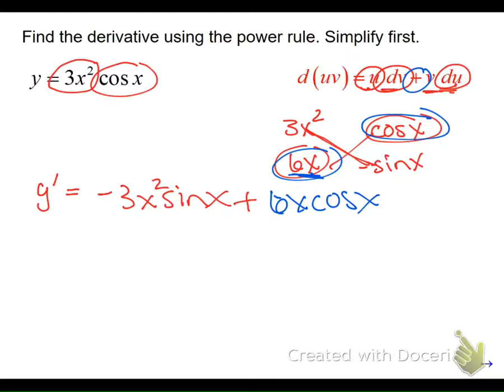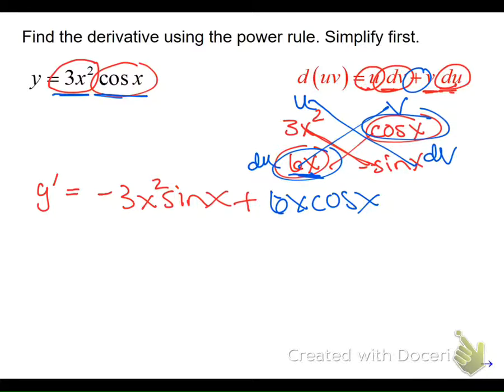So when it's a product of two functions, the u is your first function, the v is the second function. This is du, this is dv. And it ends up being u dv plus v du. But just find the derivative of both and crisscross. It works just fine. All right, so that was just the mechanics of it.